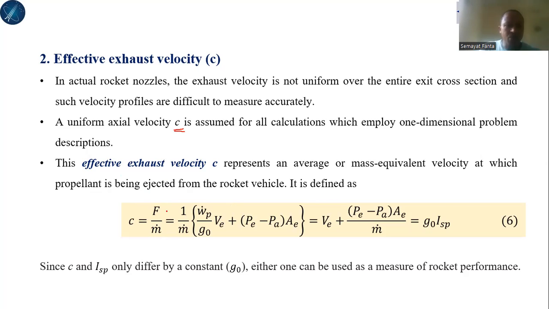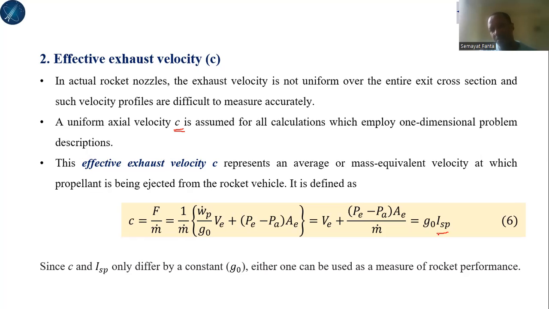C is equal to force over mass flow rate. We know this force is thrust, which is equal to 1 over m dot as a whole. This is the thrust equation we have from the previous calculation. Finally we can get C equals VE plus (PE minus PA) times exit area over mass flow rate. If this part is 0, this is directly VE only. C equals VE in the optimal expansion case, which equals g naught times Isp.